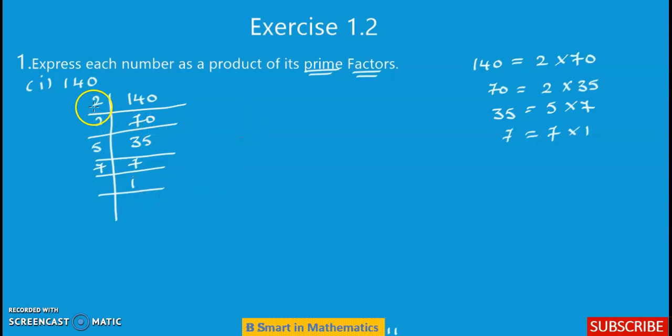So, see the numbers on the left side: 2, 2, 5 and 7. You have to write them as a product. So, 140 can be written as a product of prime factors. What are those factors? 2 into 2 into 5 into 7. So this is the prime factorization of the number 140: 2 into 2 into 5 into 7.